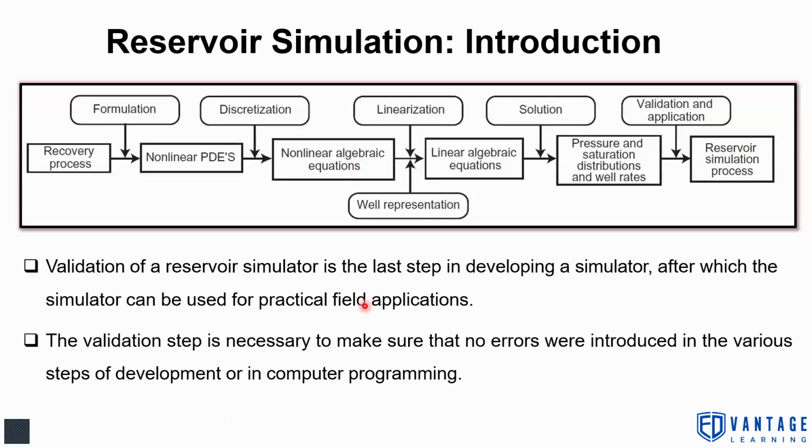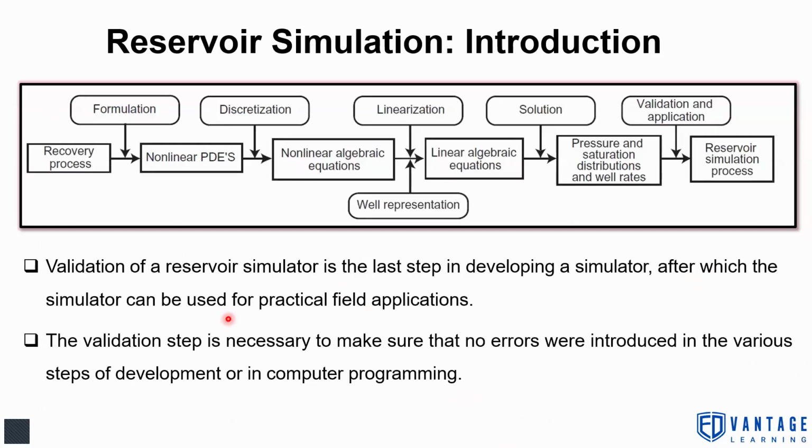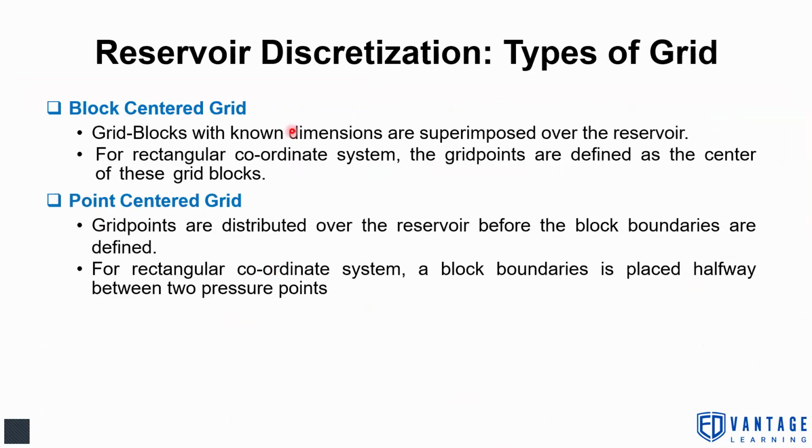So we validate the reservoir simulator. Validation of the reservoir simulator is the last step in developing a simulator, after which the simulator can be used for practical field applications. So we make sure that the number of errors is low. For discretization we have two types of grids. One is block centered grids and one is point centered grids. In block centered grids, grid blocks with known dimensions are superimposed over the reservoir. But in point centered grids, grid points are distributed over the reservoir before the block boundaries are defined.